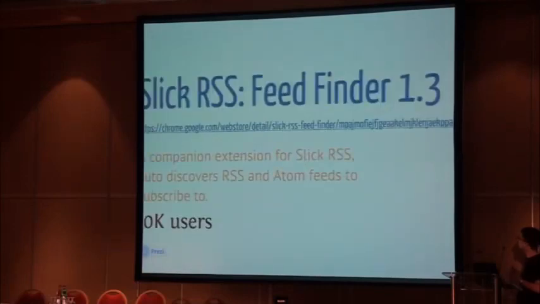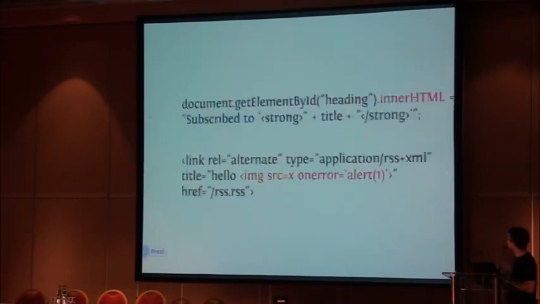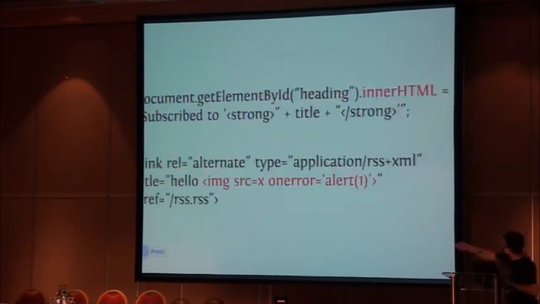So, an example of an extension which is vulnerable to this. For example, Slick RSS Feed Finder 1.3. It's an extension which helps you subscribe to RSS feeds. So it looks for certain elements in a page and displays a button. Hey, there's a feed available. Would you like to subscribe? You click the button, you subscribe to the feed. Of course, in the most ugly way, there's a DOM XSS vulnerability because it displays the title back.